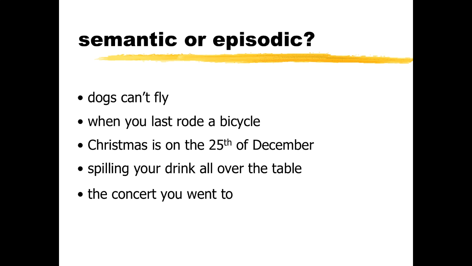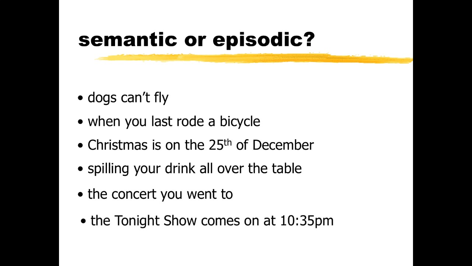And finally, knowing that The Tonight Show comes on at 10:35 p.m. So again, even though we have a specific time in here, this is general knowledge that you know about. Now, if you remember sitting down on your couch last night at exactly 10:35 p.m. to watch The Tonight Show, then that would be an example of an episodic memory.